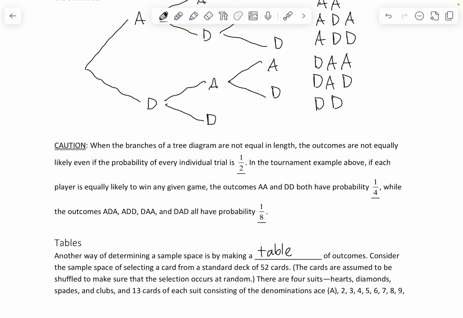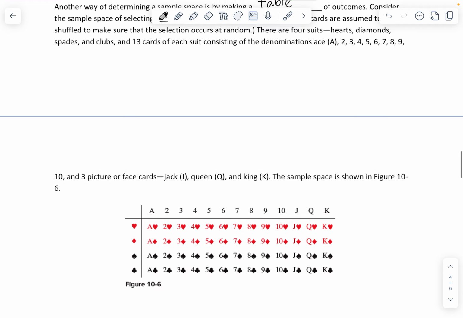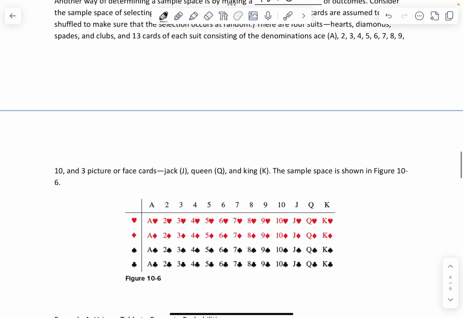Consider the sample space of selecting a card from a standard deck of 52 cards. The cards are assumed to be shuffled to make sure that the selection occurs at random. There are 4 suits: hearts, diamonds, spades, and clubs, and 13 cards of each suit, consisting of the denominations ace, 2, 3, 4, 5, 6, 7, 8, 9, 10, and then 3 picture or face cards: jack, queen, and king. So the sample space is shown in this figure right here.